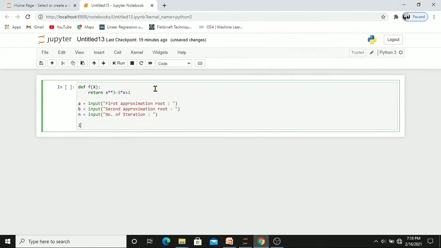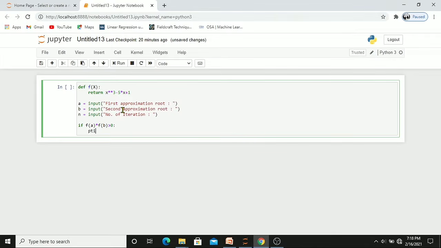Okay, so I am going to apply the if condition here, that if f of a, right? So this should be taken as a small f, because we have defined it here with a small f. Okay, so f of a into f of b is greater than 0. Check for this, right? Then print. If it is true, then what? Then print that the given approximate values do not bracket the root.